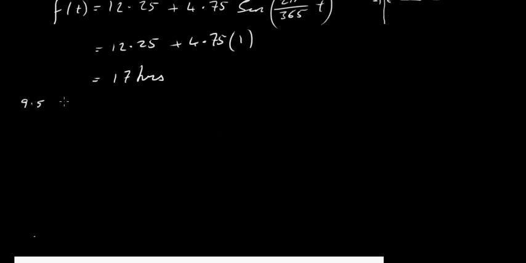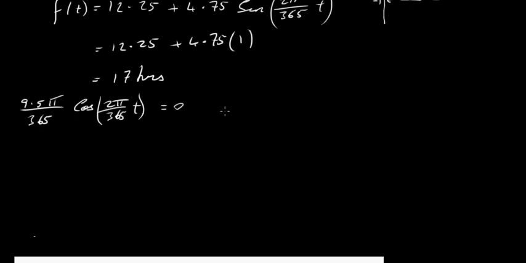9.5 pi over 365 cos 2 pi over 365 times t. Now we want this to be equal to 0. This is the slope at any point on our original function. Now at a maximum then the slope will be 0, and at a minimum indeed, but we're looking for the maximum here.